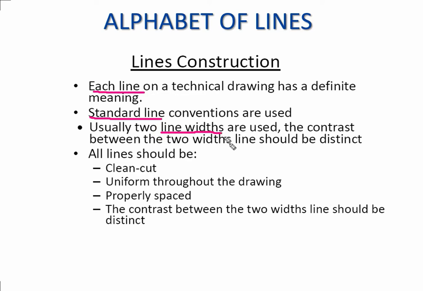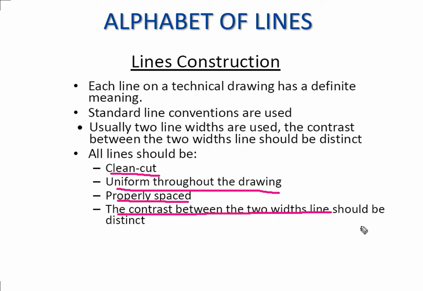Again, line widths are very important. When the line is thick, the meaning is different than when it is thin. And we should distinguish between the two types. All lines should be clean cut, uniform throughout the drawing, properly spaced, and the contrast between the two line widths should be distinct, because this is the alphabet of lines. Again, it's a language to communicate with others, and this is a formal language. The language alphabet depends on the line type and line weight or width.